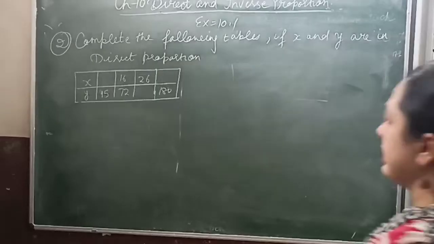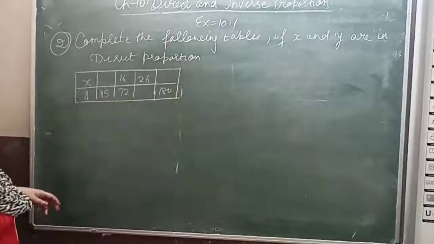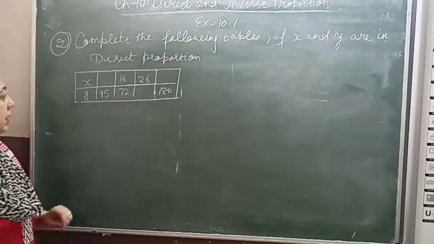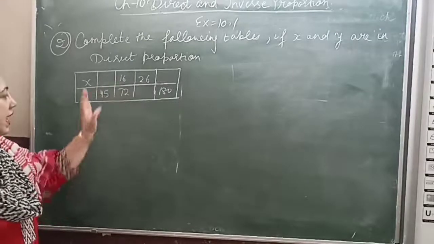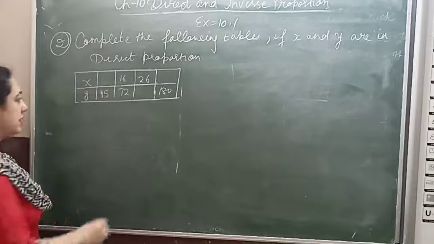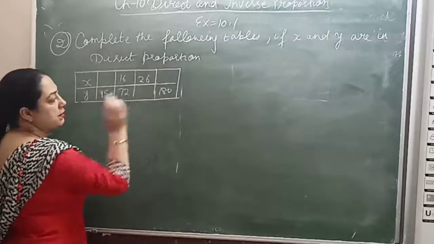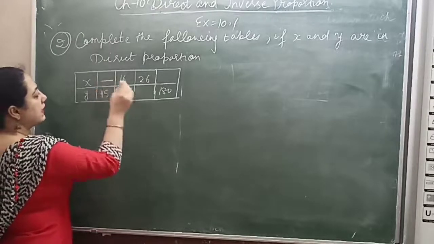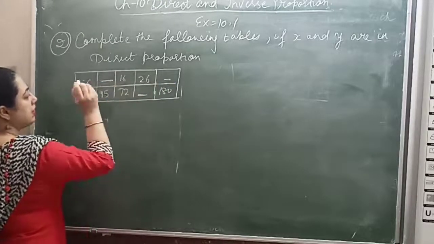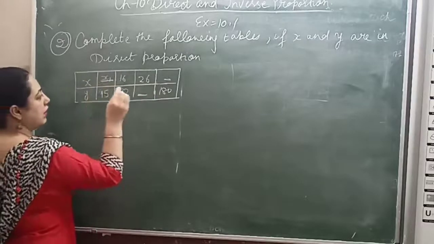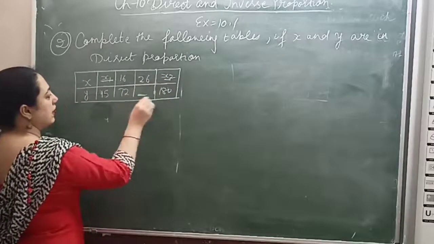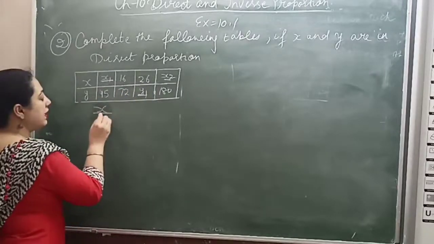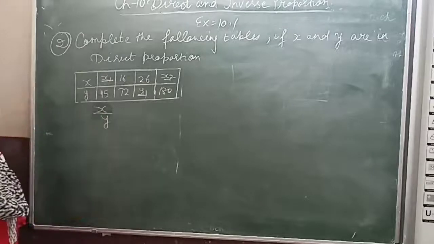Sum number 2 is: complete the following table if x and y are in direct proportion. Beta, you everybody know in direct proportion x over y is a constant, or x over y remains the same, right? Now first of all, we have to find the missing values in this table. Let us take x1, x2, and on the y side let us take y1. Now we know in direct proportion x over y remains the same.